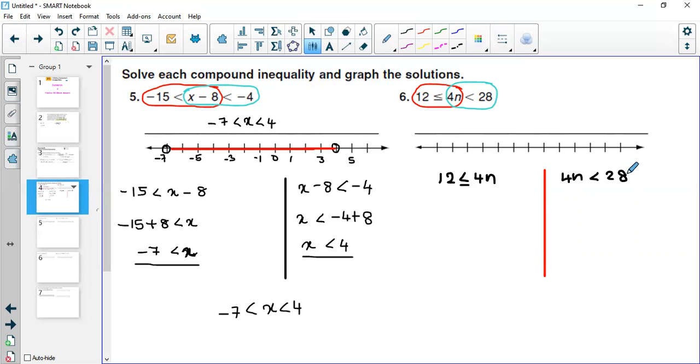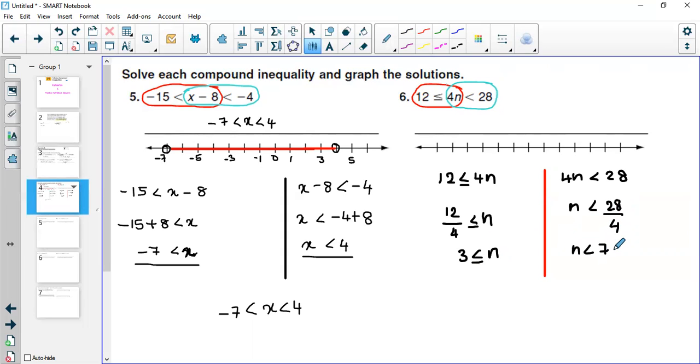And now all you need to do is solve it. So how are you going to solve? 12 divided by 4 is going to be less than or equal to n, which means 3 is less than or equal to n. Similarly, here we have n is less than 28 divided by 4. So n is less than 7.